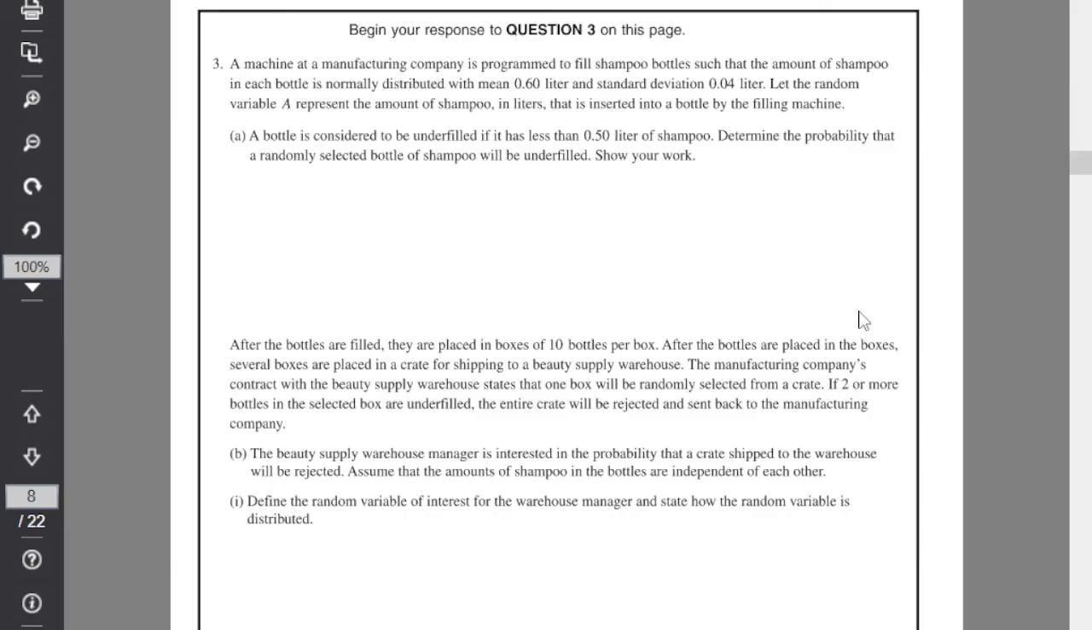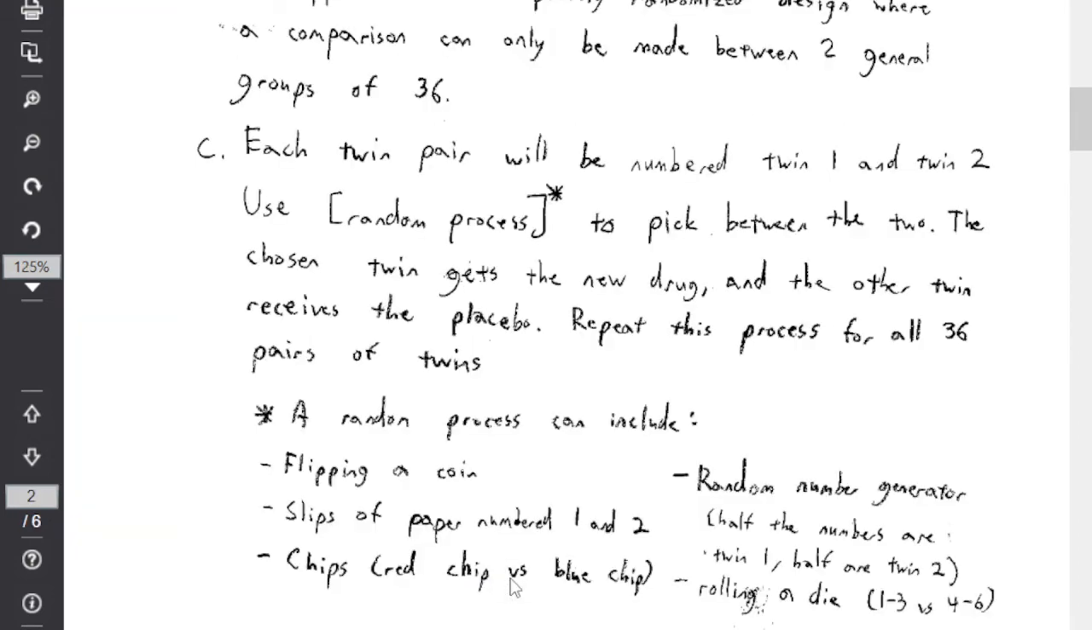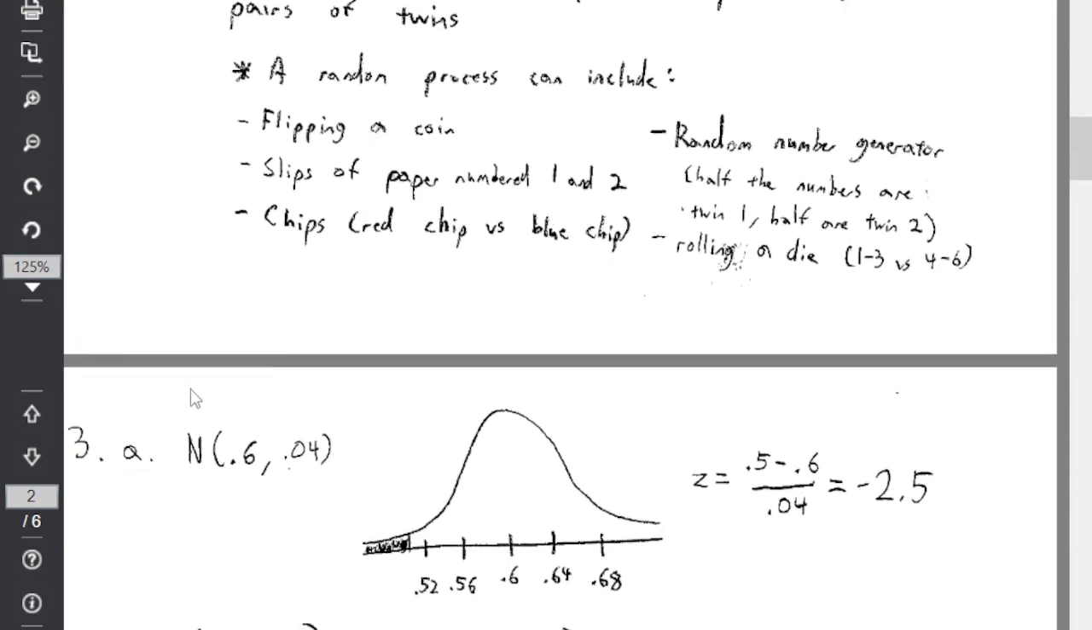It's probability time. It's time for your probability question here. So first off, normally distributed. First thing you should do is to draw a picture. There's your normal distribution. And we're looking for the underfilling.